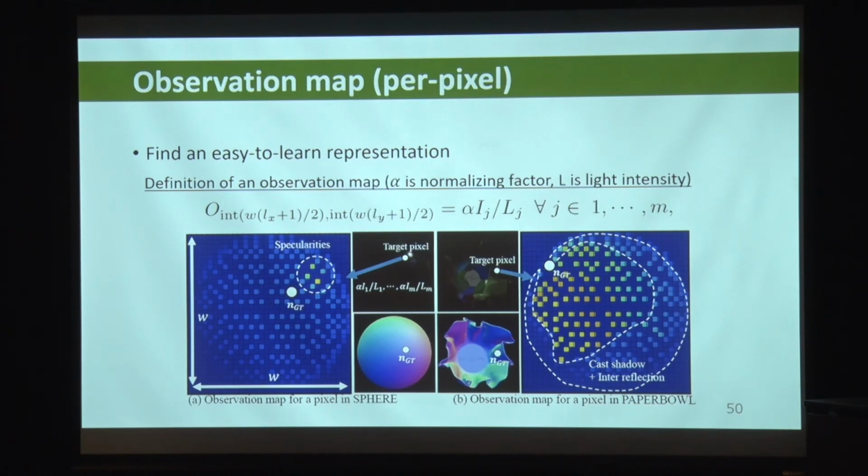What they are doing is proposing a new concept called the observation map. This is a per-pixel manner, and it is an easy-to-learn representation. Here you see the equation is a bit complicated, but the intuition behind it is very simple. First, you need to normalize each image by its lighting intensity, so here we do not deal with the intensity, or the irradiance changes caused by the lighting intensity. After the normalization, what you do is just a quantization.